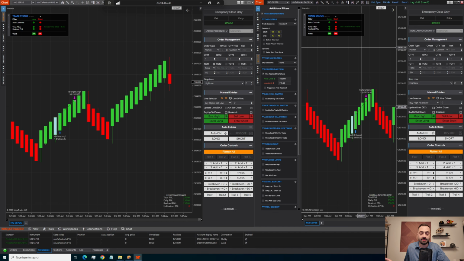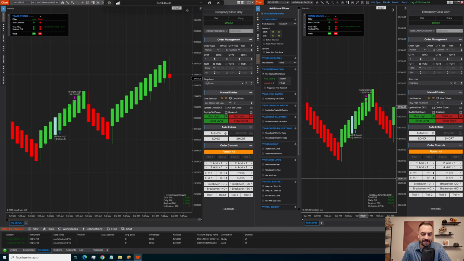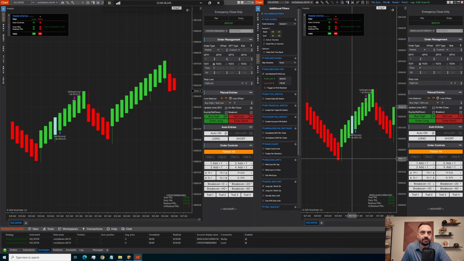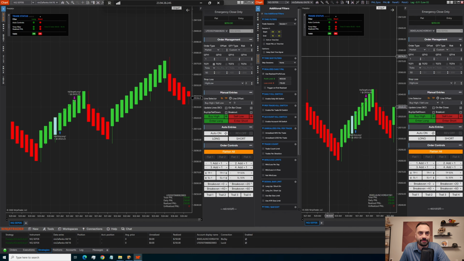And I have my time zone set to Eastern time. I like right as the market opens, I want the most volume because this is a continuation strategy. So the more volume, the more movement, the higher chances you have of succeeding. So for me, that's what I'm looking for. I'm looking for the most volatility. So I like to start right at 9:30.